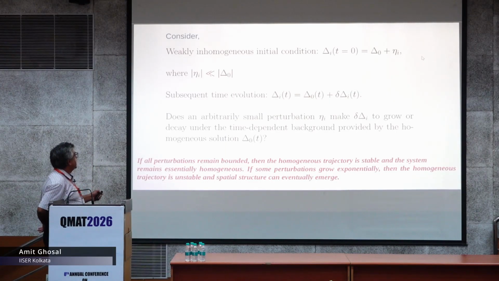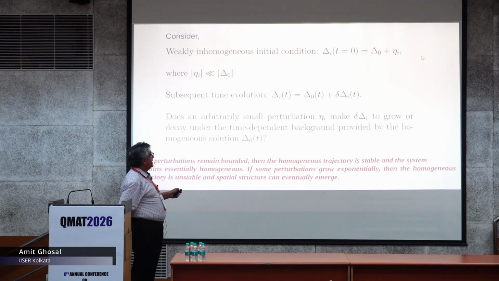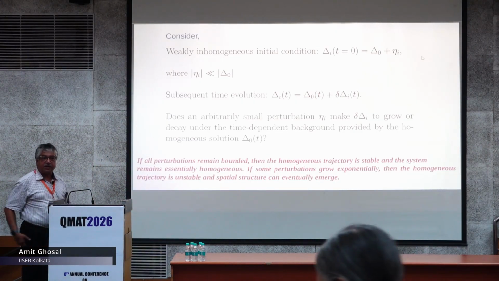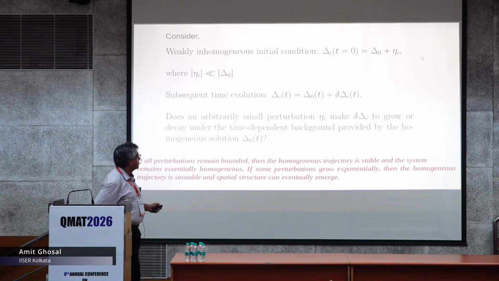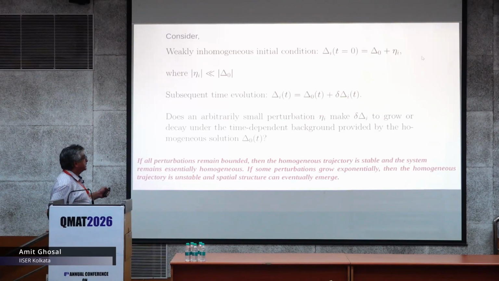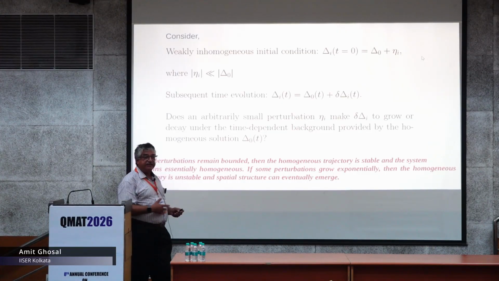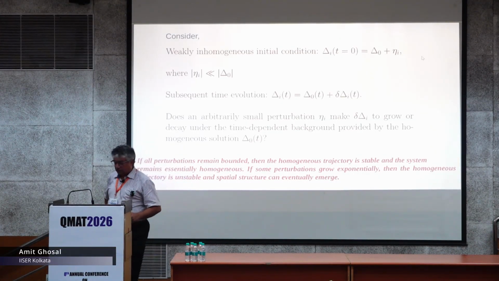So where eta i's are very small. The subsequent time evolution, you can write this delta I as a function of t as something which is the homogeneous solution as a function of time, the oscillating part that we talked about, and some additional piece. So now the question we'll ask is, does an arbitrary small perturbation eta I make this thing grow or decay under the time dependent background provided by delta naught t? That's the question we'll be focusing on.